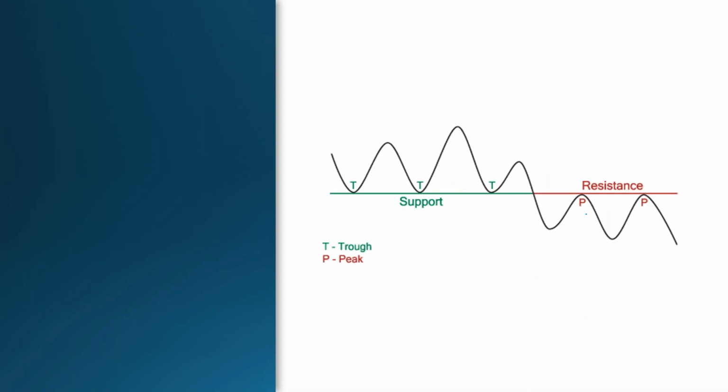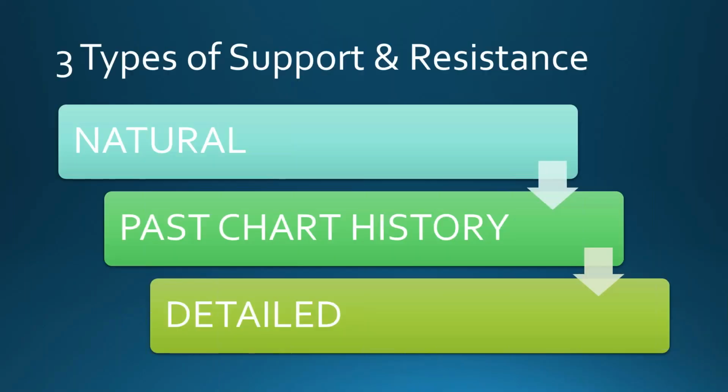So when it comes down to support and resistance, there's really, again, 3 different support and resistance areas that you need to think about. And these are areas that I kind of came up with. Some of them are common sense, but others you do want to be able to learn here. So these are going to be natural, past chart history, and detailed.